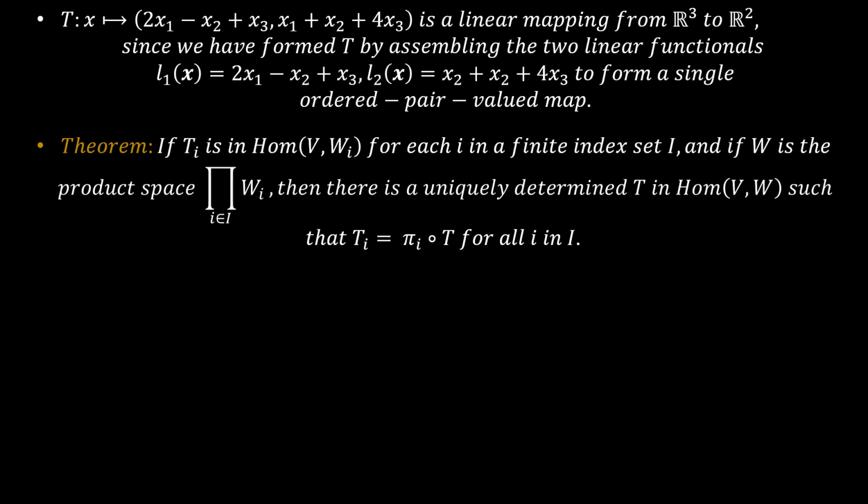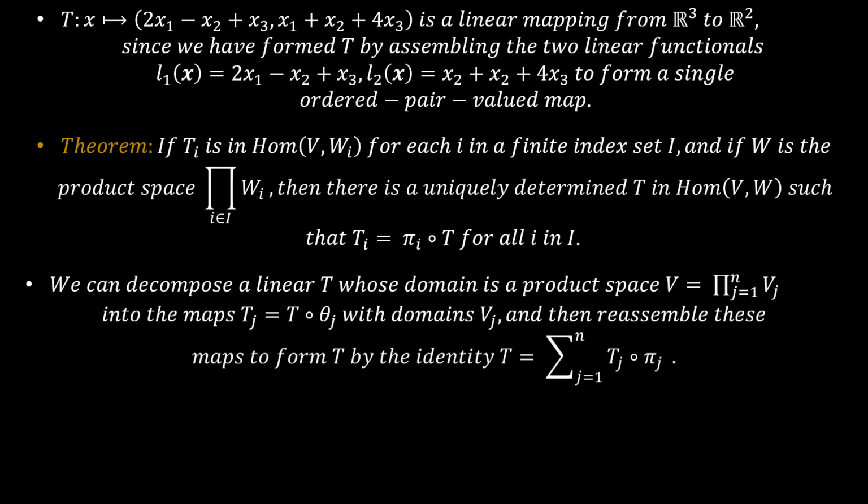If Ti is in the homomorphism Hom(V, Wi) for each i in a finite index set I, and if W is the product space, the Cartesian product of Wi with I being the index, then there is a uniquely determined T in the homomorphism Hom(V, W) such that Ti is equal to the composition of the coordinate projection and the transform T for all i in I. So we've already seen this: Ti is the same as πi composed with T.